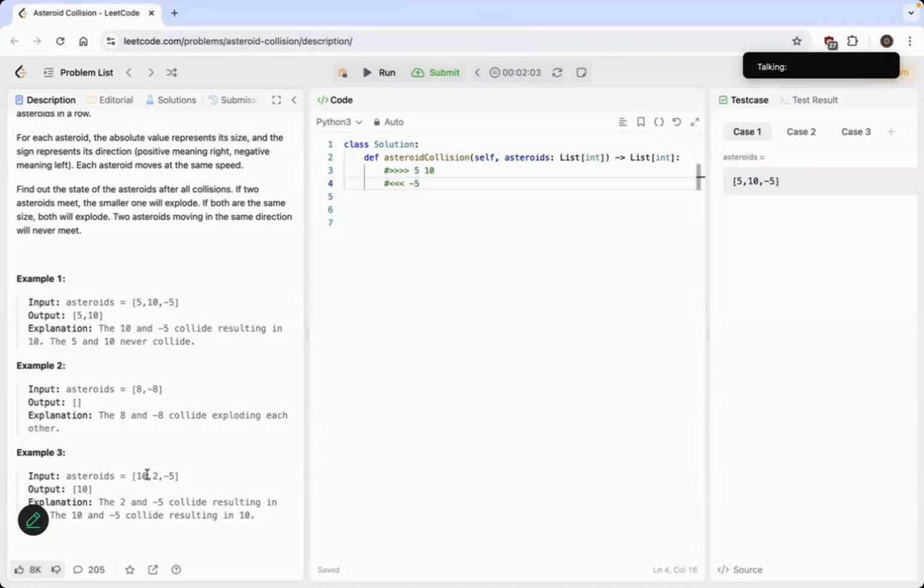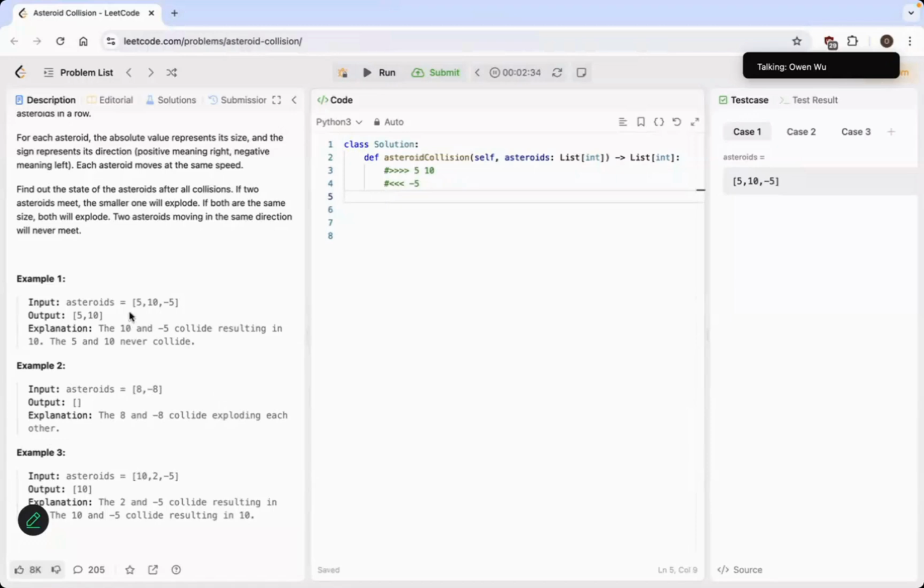So for example, here 2 and 5 collide, resulting in -5, because the -5 actually cancels the 2 out. So it eats away the 2. And then here 10 and -5 come together. Because -5 has eaten 2, we can just ignore it. And -5 is coming in a separate direction, and 10 eats the -5. So we only have 10 left. As you can see in this problem, the ordering matters a lot. So the most logical way to solve this is to use a stack.